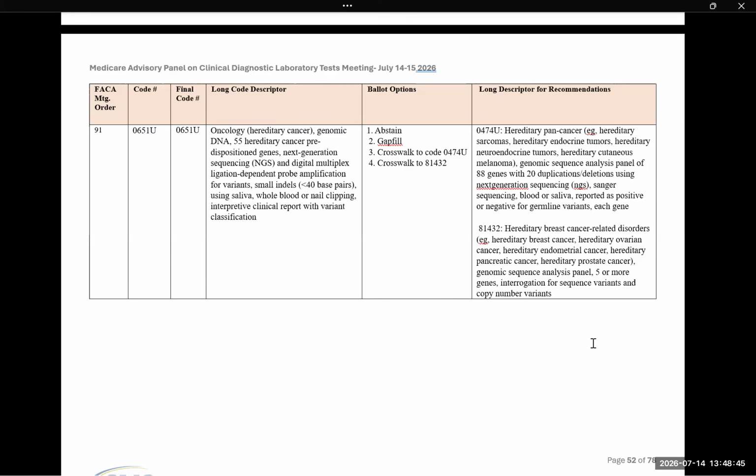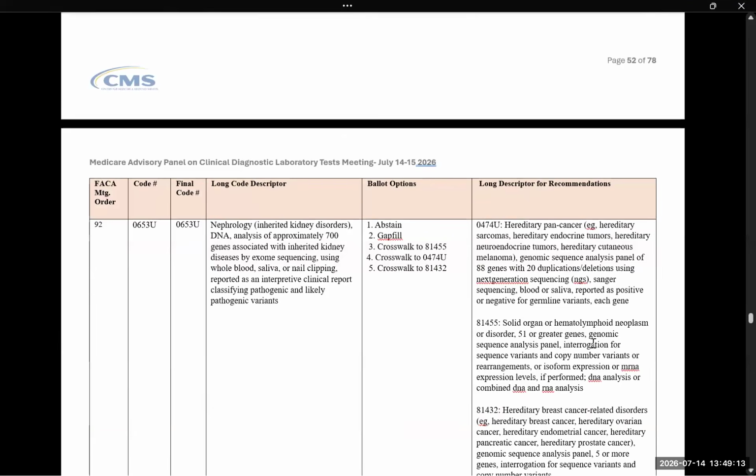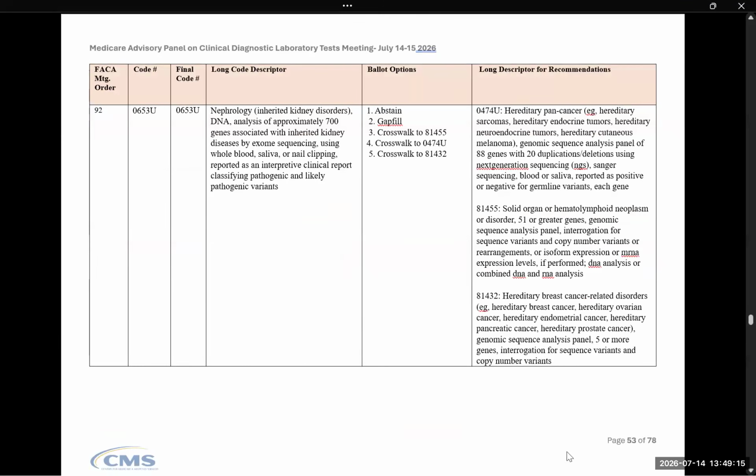Thank you. All right, do any panel members or CMS have any questions or comments about this code? All right, if not, panel members, please cast your votes. Thank you. All right, next up we have another hereditary panel, 0653U.